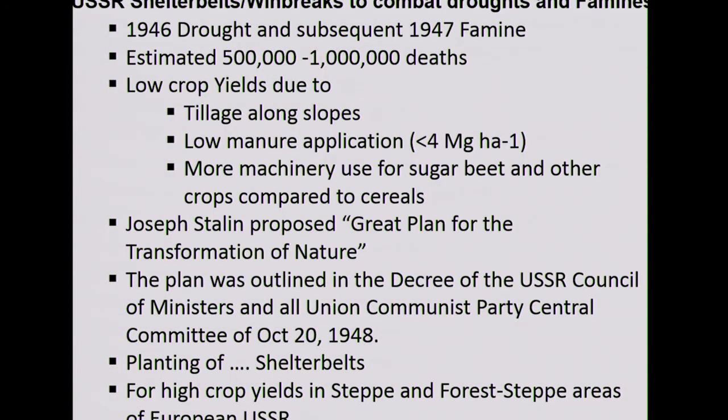Another example is in Russia, a 1946 drought and subsequent famine. 500,000 to 1 million people died because of poor land management, also lower crop yields and lower manure application. So Joseph Stalin proposed the great plan for the transformation of nature.